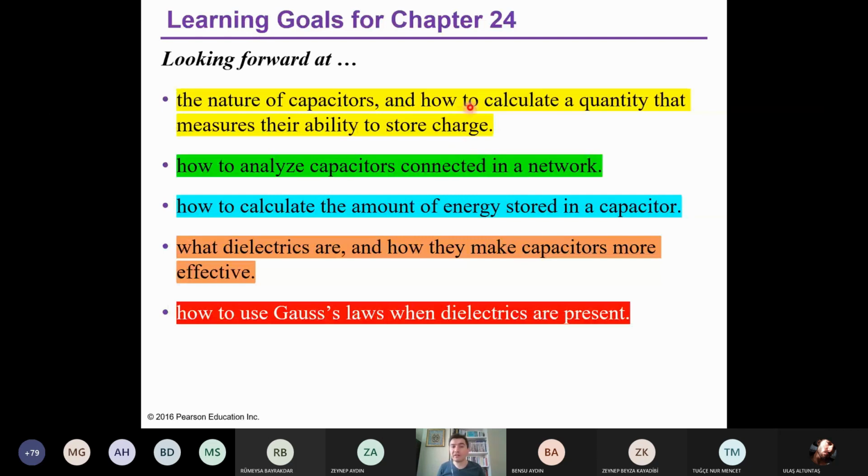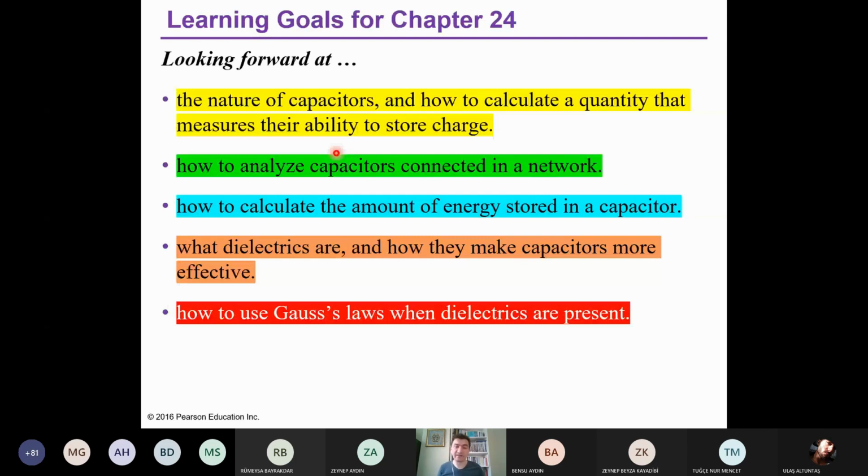And we will analyze capacitors connected in a network, series connected or parallel connected capacitors. And we will calculate equivalent capacitance of the capacitors connected in series or parallel. In addition to that, we can store energy in the capacitors, and today we will learn how to calculate the amount of energy stored in a capacitor.